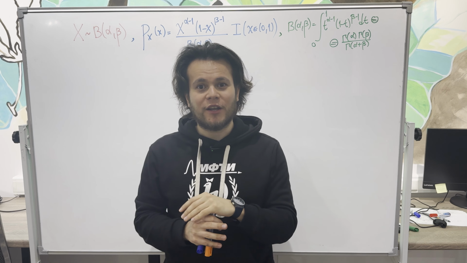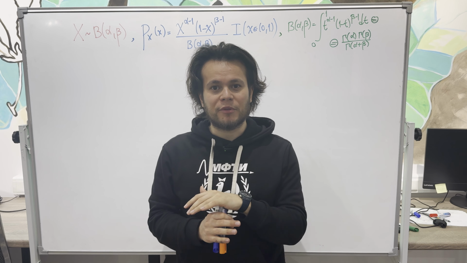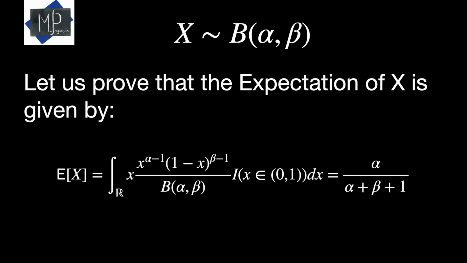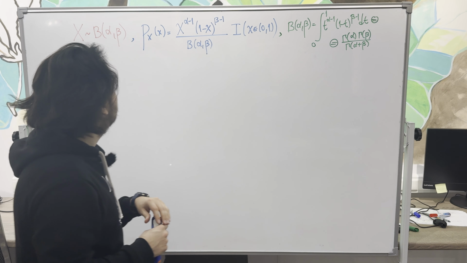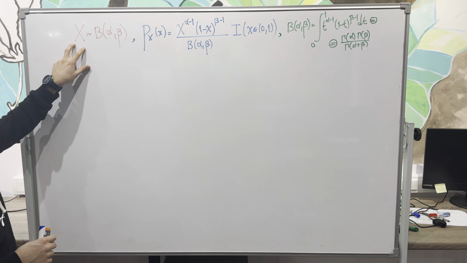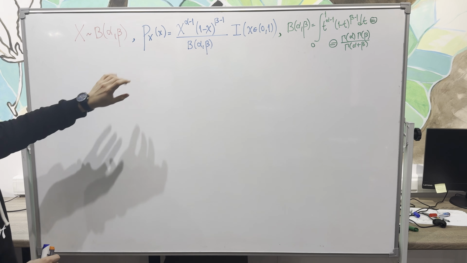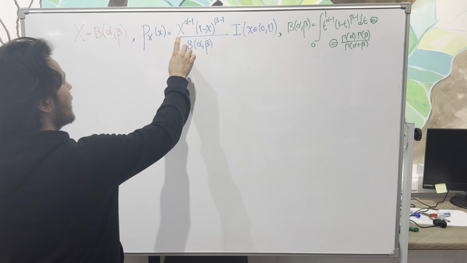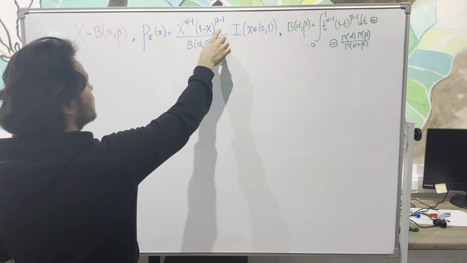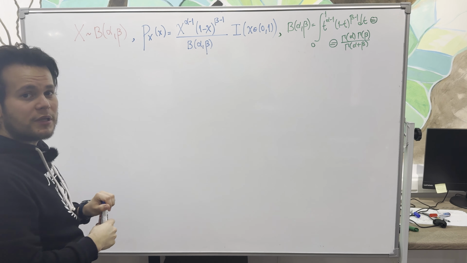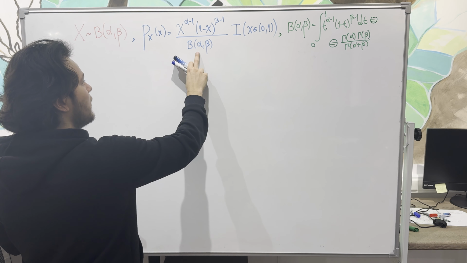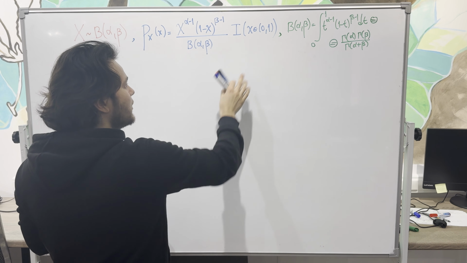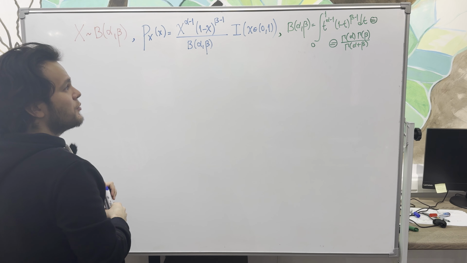Let's compute the expected value and the variance of the beta distribution with parameters alpha and beta. So we have some random variable x with parameters alpha and beta. We have the PDF of x, which is given by x to the alpha minus 1 times 1 minus x to the beta minus 1, divided by the beta function of alpha and beta, and multiplied by the indicator function that x is from 0 to 1.